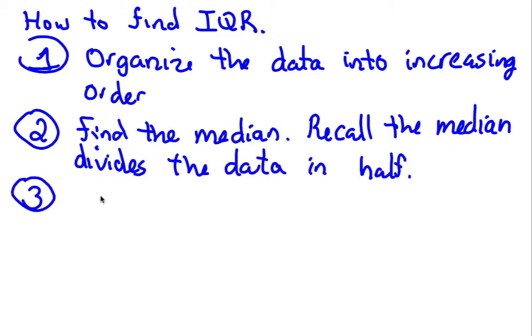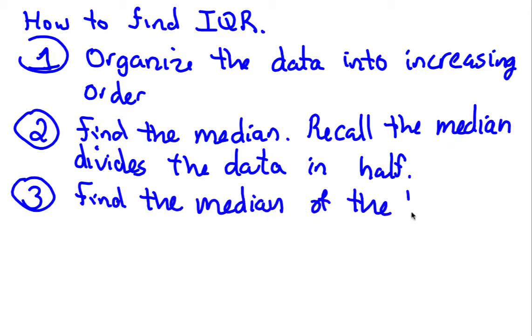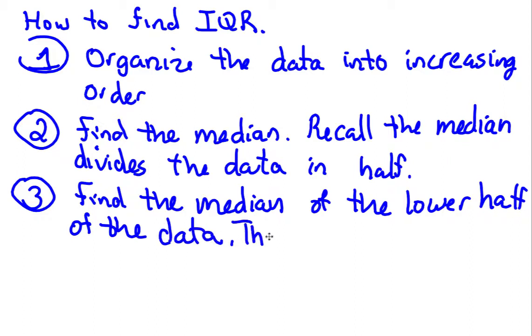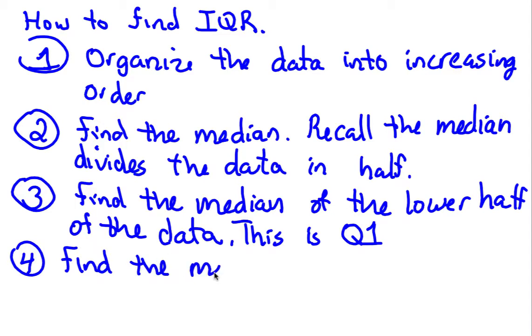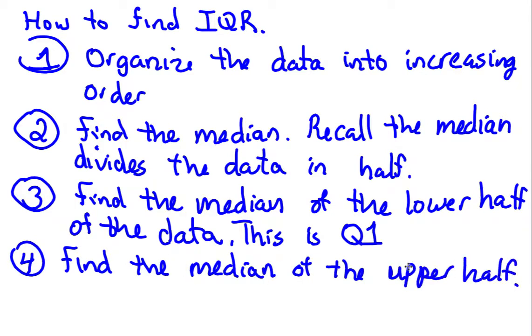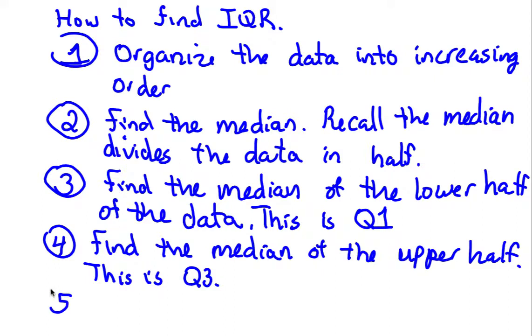Then you look at the lower half of your data and find its median. And you look at the upper half of your data and find its median. The median for the lower half of your data is called quartile 1, and the median for the upper half of your data is called quartile 3. And finally, you find your IQR, your interquartile range, by taking Q3 minus Q1.